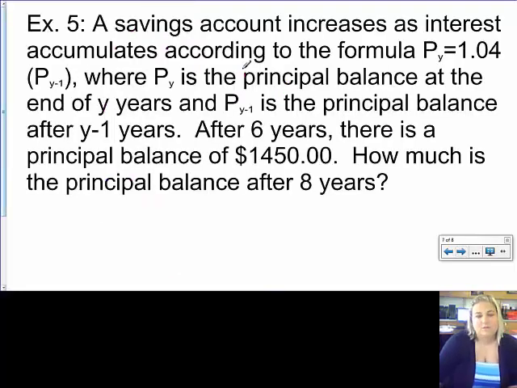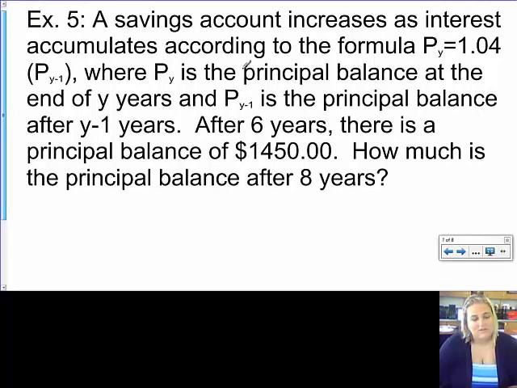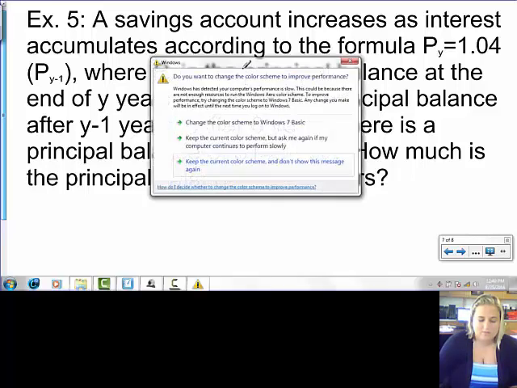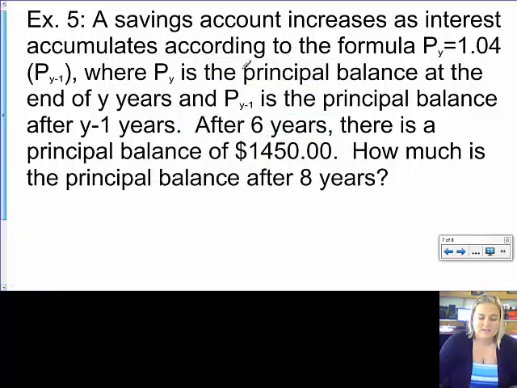Last example here. A savings account increases as interest accumulates according to the formula P sub y equals 1.04 times the quantity of P sub y minus 1, where P sub y is the principal balance at the end of y years, and P sub y minus 1 is the principal balance after y minus 1 years. After 6 years, there is a principal balance of $1,450. How much is the principal balance after 8 years?